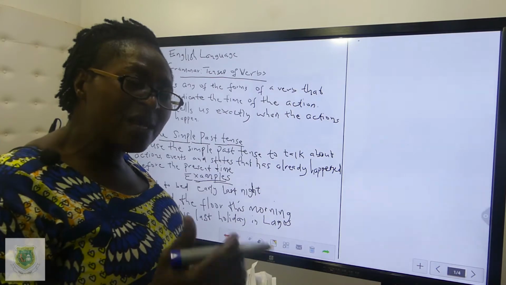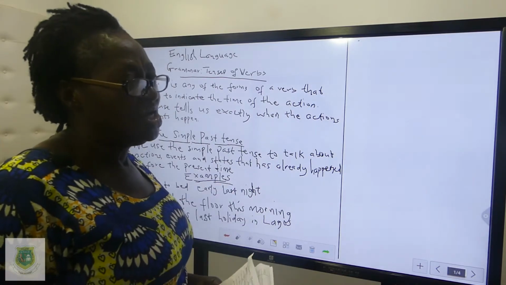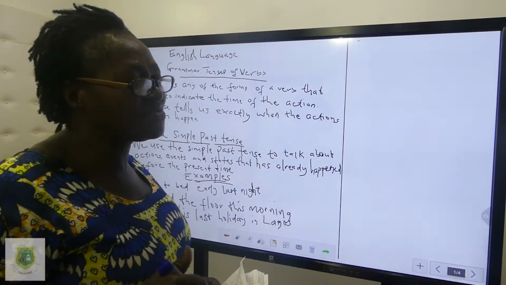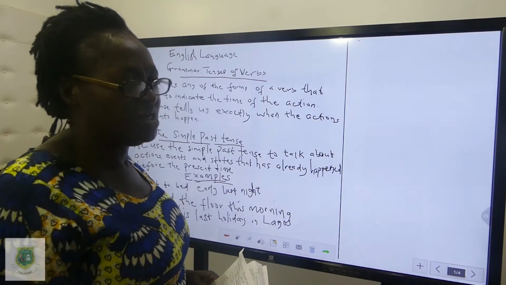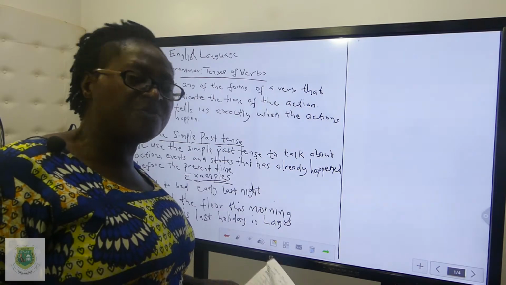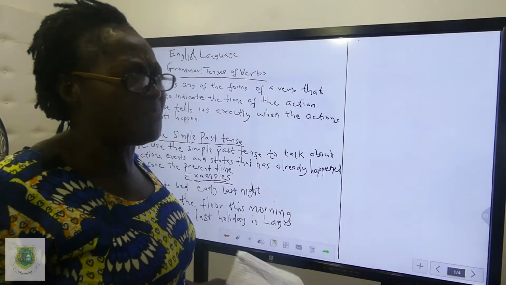Verbs are all about actions. So the topic of today, the tenses, will tell us when the action is performed. Because if you don't know when an action is performed, it's useless. We'll be modeling things up.